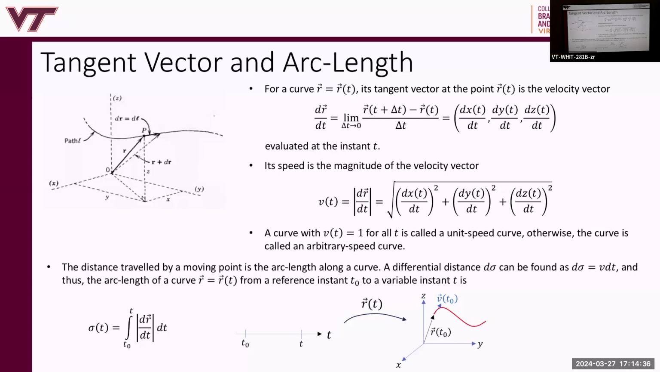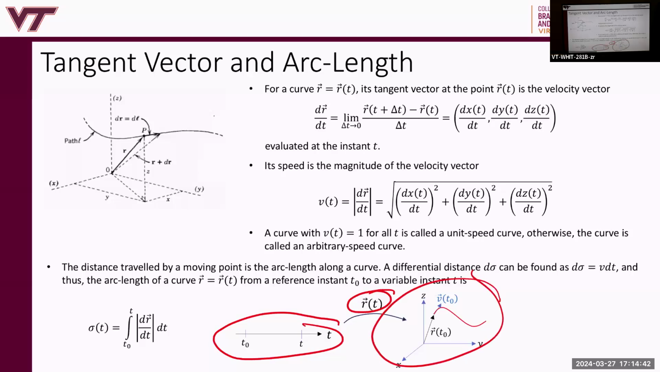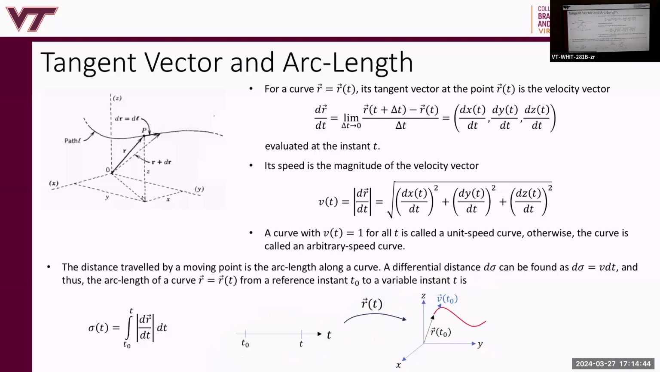And as I was saying, this r of t is really a mapping from some interval on the line to some space curve here, right? And then you get a tangent vector here. So this vector is tangent. Yeah? Okay. So I think we can stop here.